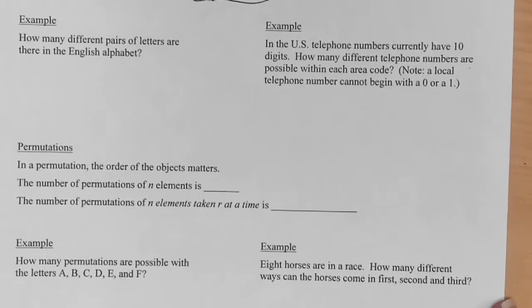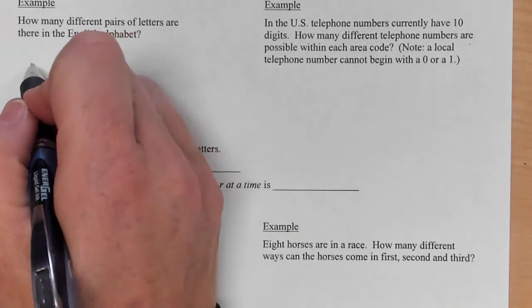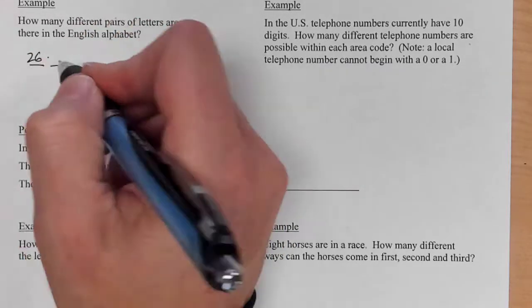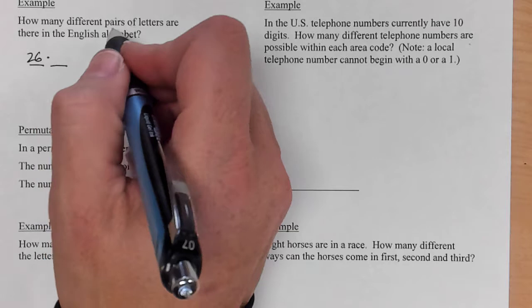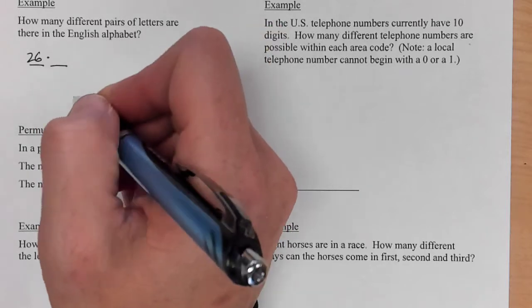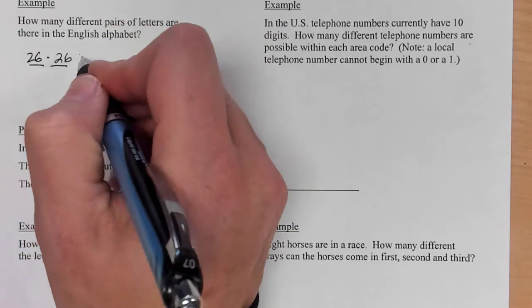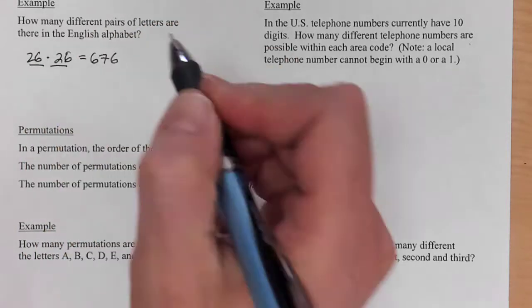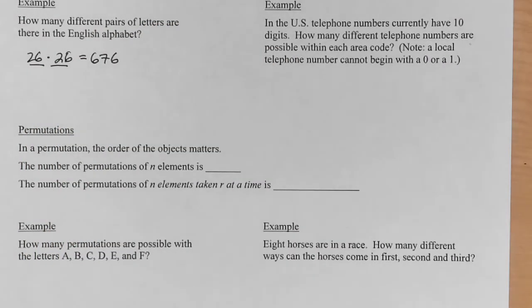How many different pairs of letters are there in the English alphabet? So a pair means 2 of them. There are 26 letters for me to choose from. And then it just says different pairs of letters. It doesn't say I can't repeat them. So I'm going to say another 26 letters. And so 26 times 26 gives me 676 combinations of letters in the English alphabet.